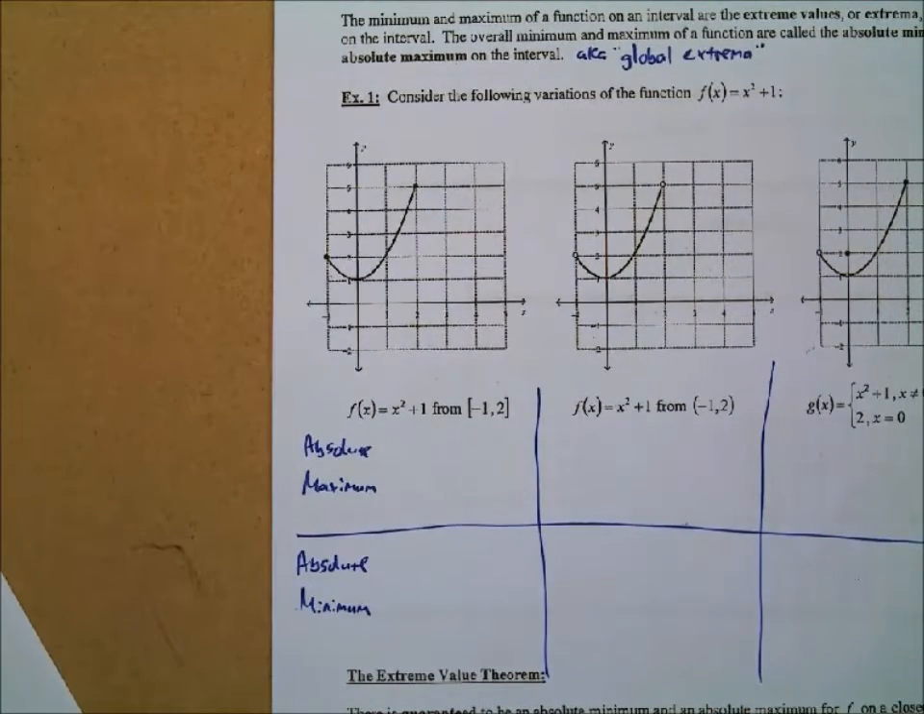So no trick questions here. It is really what you think it is. Looking at our graph here, what is the absolute maximum point? 2, 5. Exactly right.